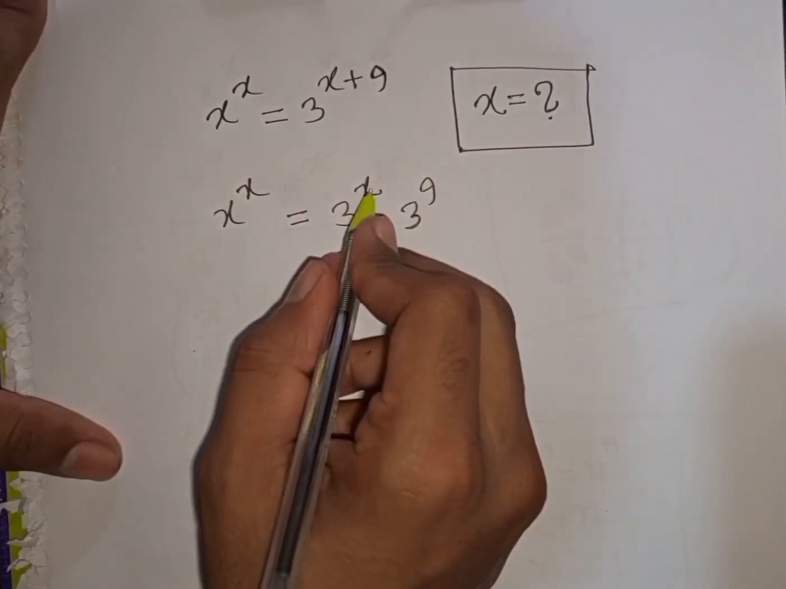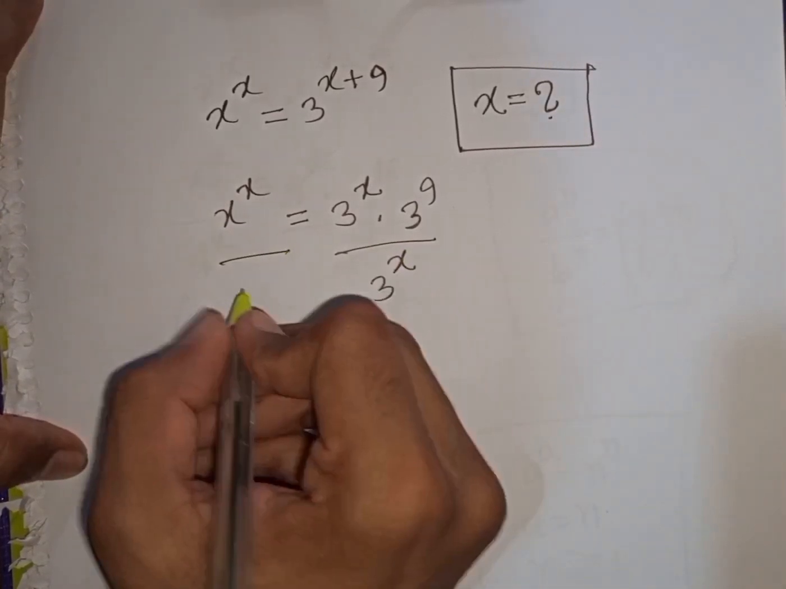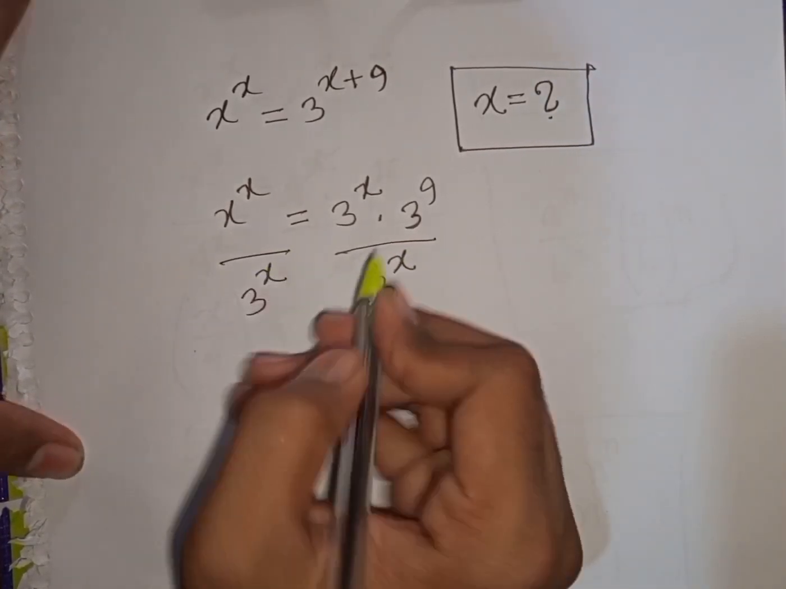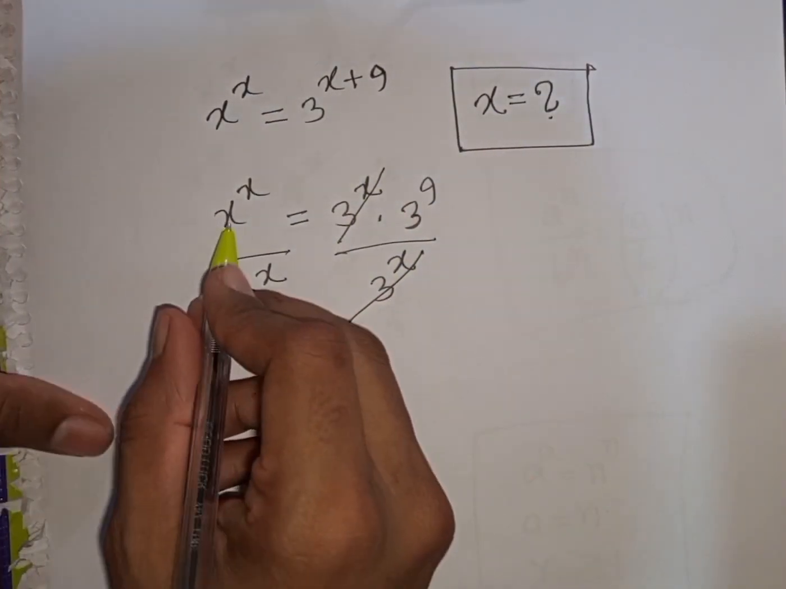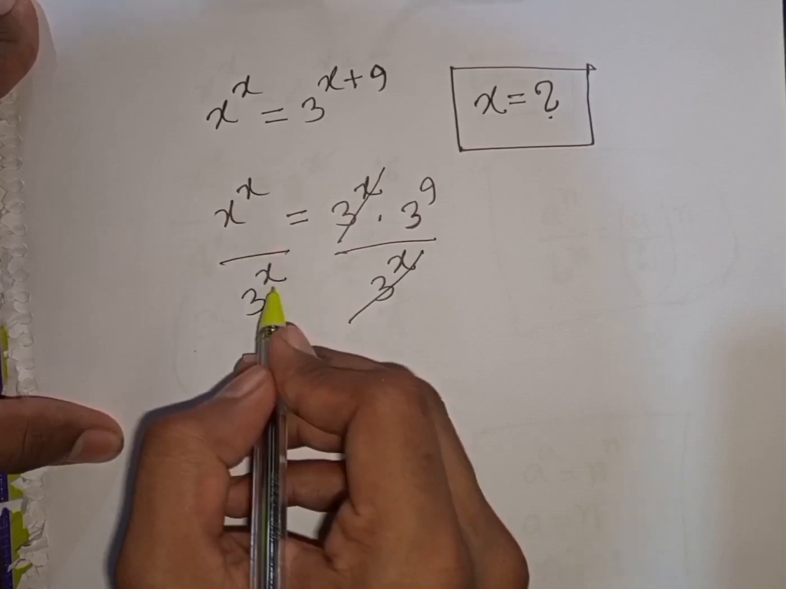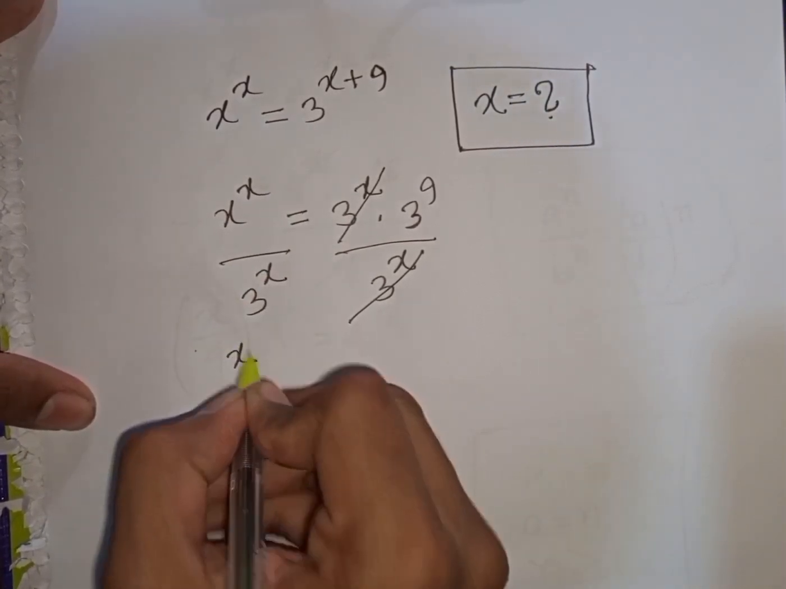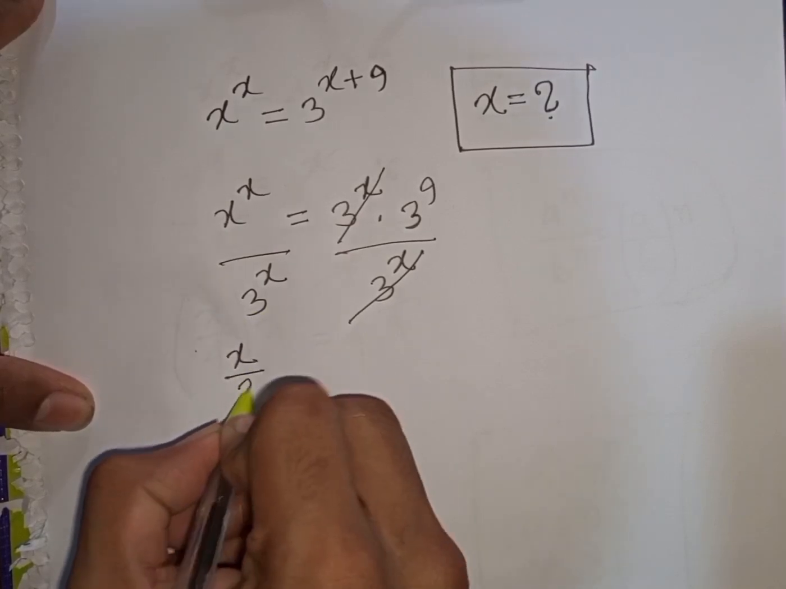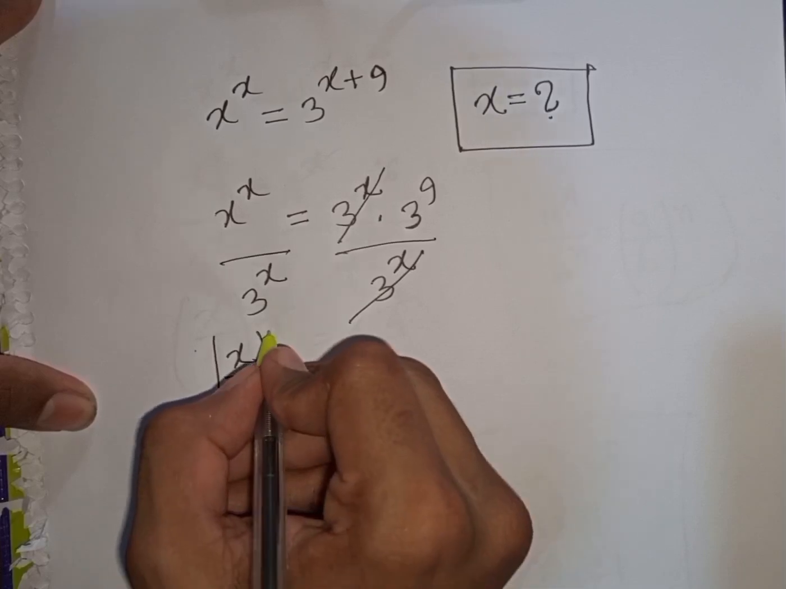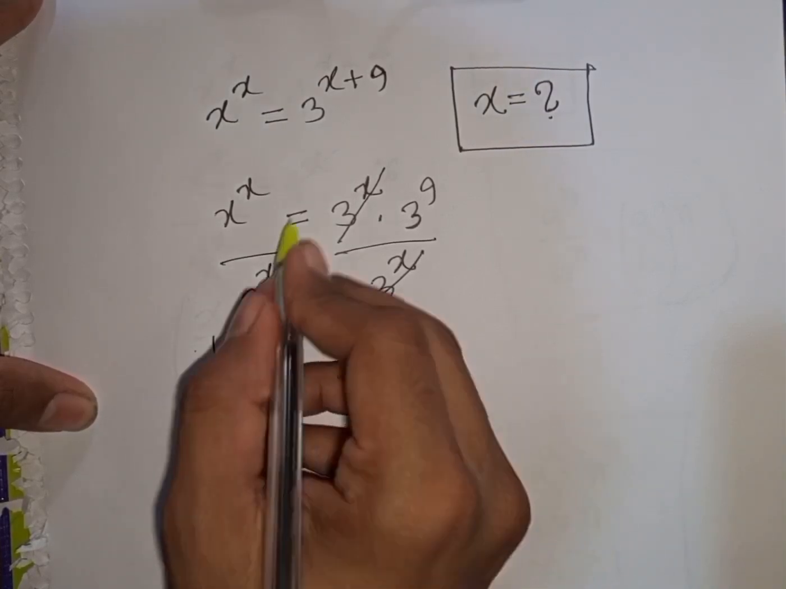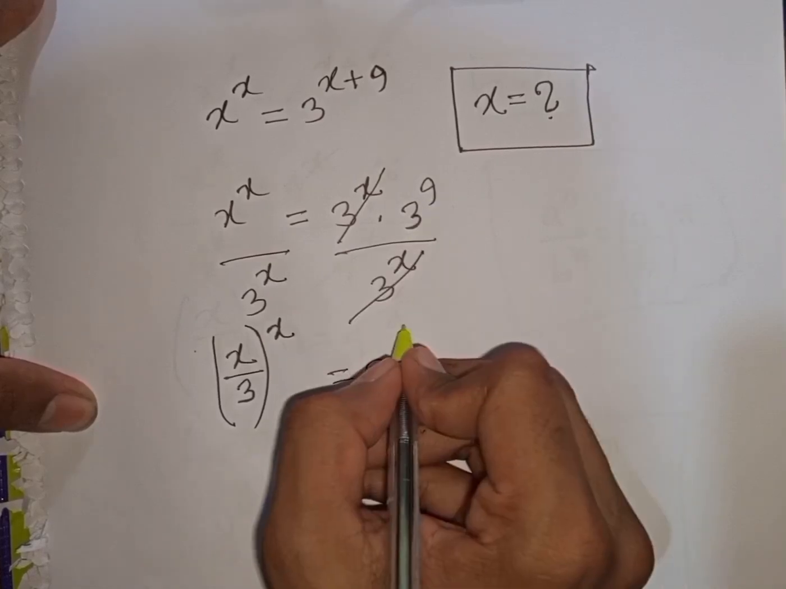Now we divide by 3^x on both sides, so the 3^x cancels. Now here we have the same power x but different bases, so it will be (x/3) with the common power x, is equal to 3^9.